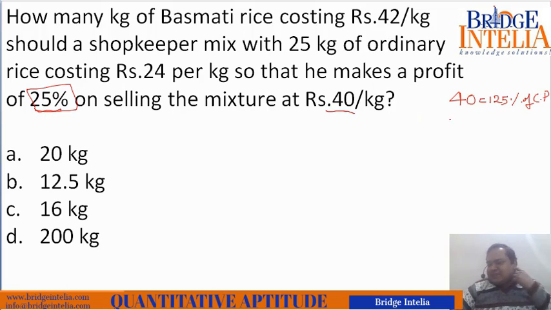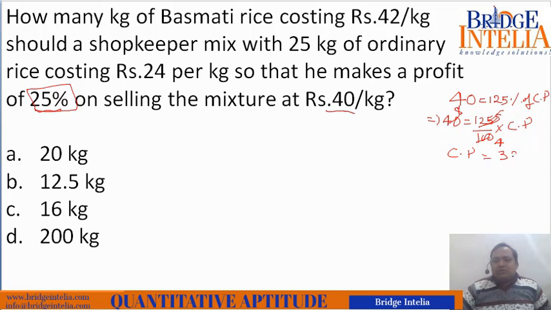So let's first find the average cost price. So 40 is equal to 125 by 100 into cost price. So this is 5 by 4, 5 8s are 40, so the cost price comes out to be equal to 32. Now what does this mean?